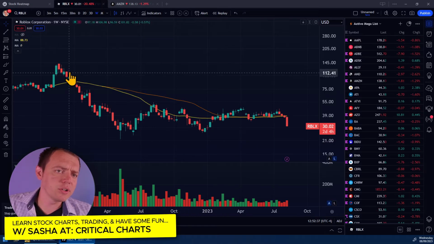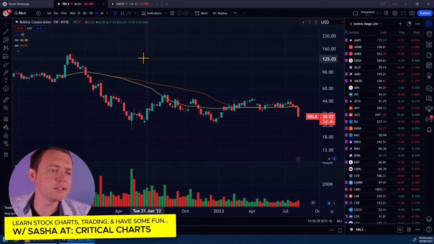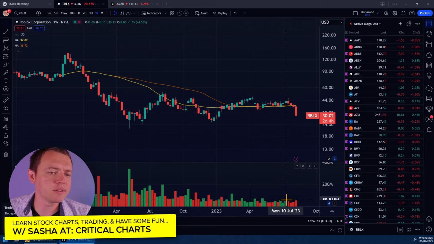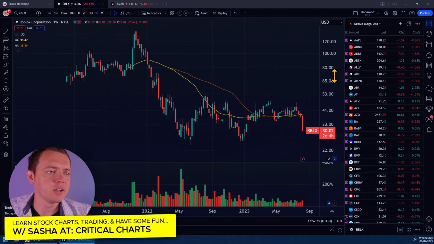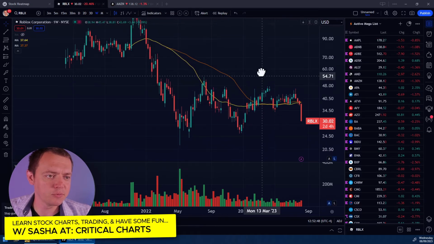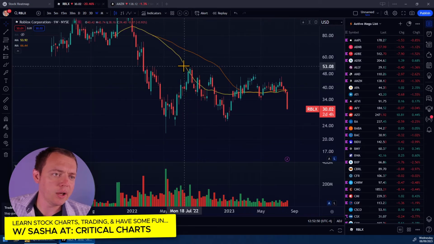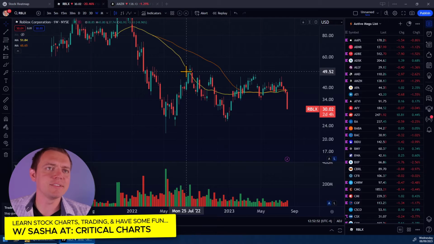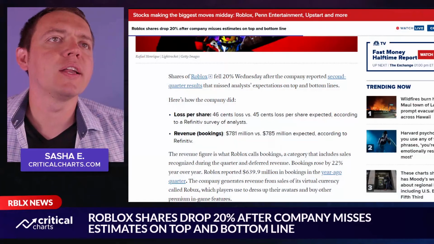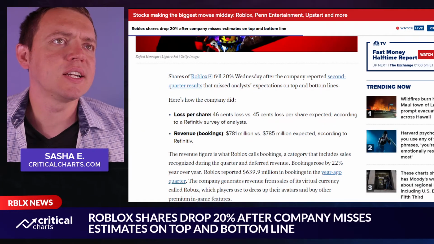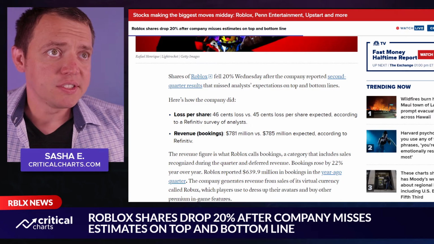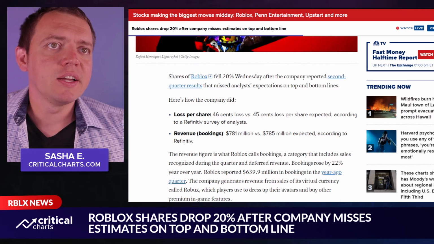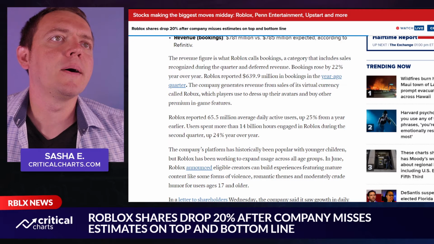When we start looking at companies like this, they seem attractive and interesting from the standpoint that it could power higher and there could be a lot of nice sentiment to push these things higher. But unfortunately, the stability just wasn't there right now. Looking at what we've got here is a loss per share of 46 cents versus a 45-cent loss per share expected. So they're still not doing so well.